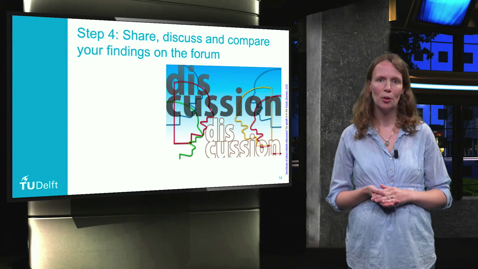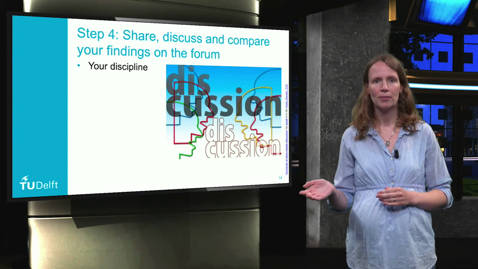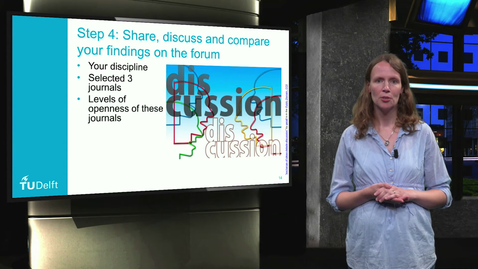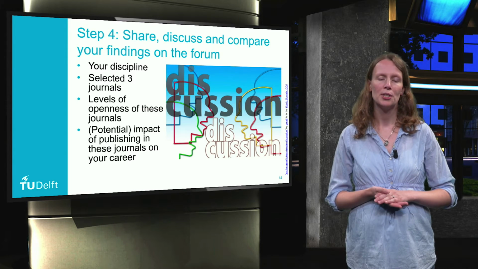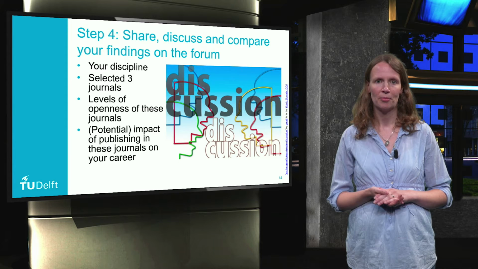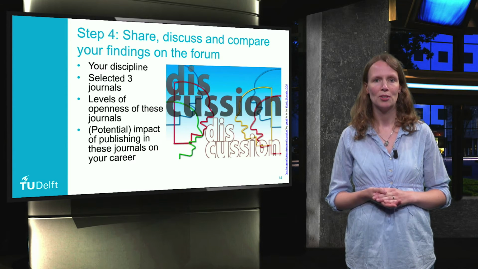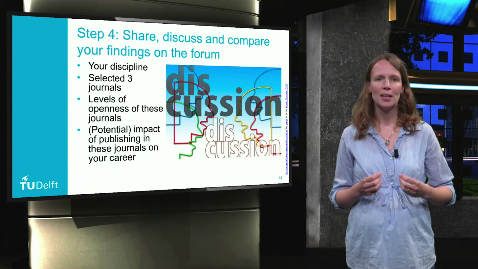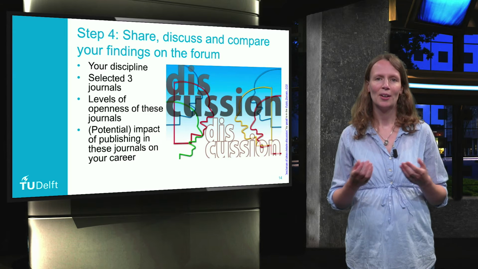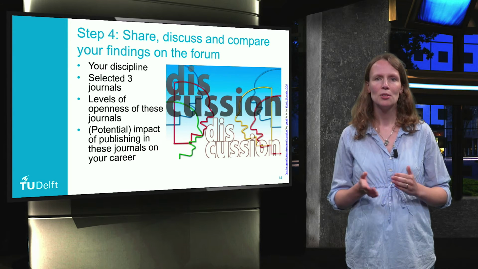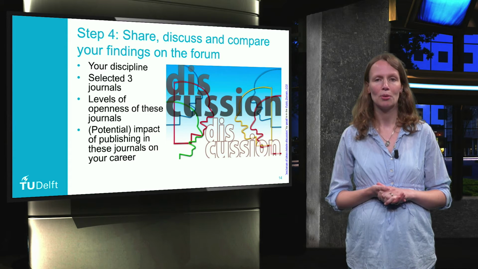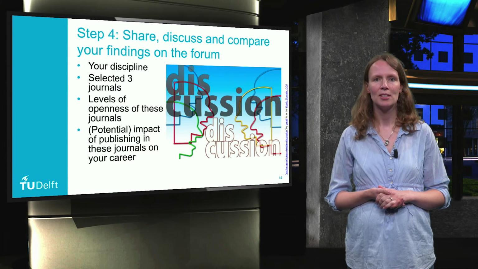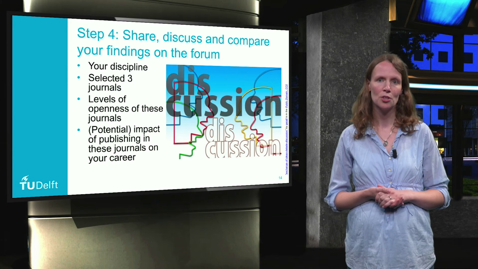On the forum, you share the following information: your discipline, the 3 selected journals, the levels of openness of these 3 journals, the potential impact of publishing in these 3 journals on your career. And then compare your findings to those of others, preferably from similar and different disciplines. Write down a few sentences with conclusions from your comparison and also share this on the forum. Please do so by replying to your own post that resulted from step 3 of this assignment. Particularly focus on the differences and similarities in sharing practices within and across scientific disciplines.